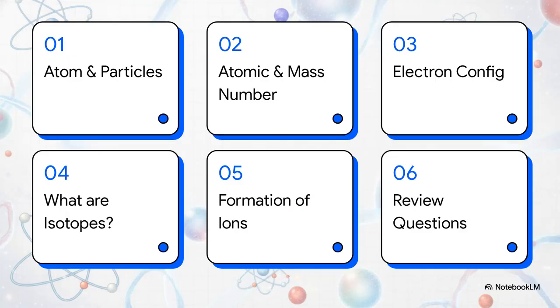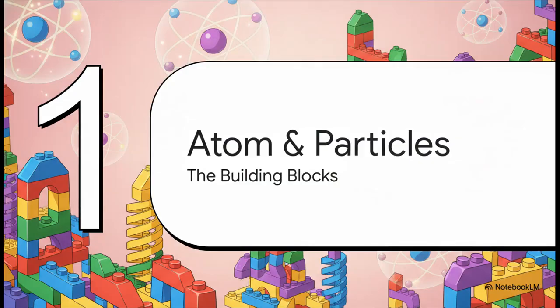Okay, let's dive right into this. Here is our roadmap for today. We'll start with the atom and its particles, move into atomic and mass number, look at electronic configuration, figure out what isotopes are, discuss the formation of ions, and finish up with a quick review of important questions. Section 1. The atom and its particles.